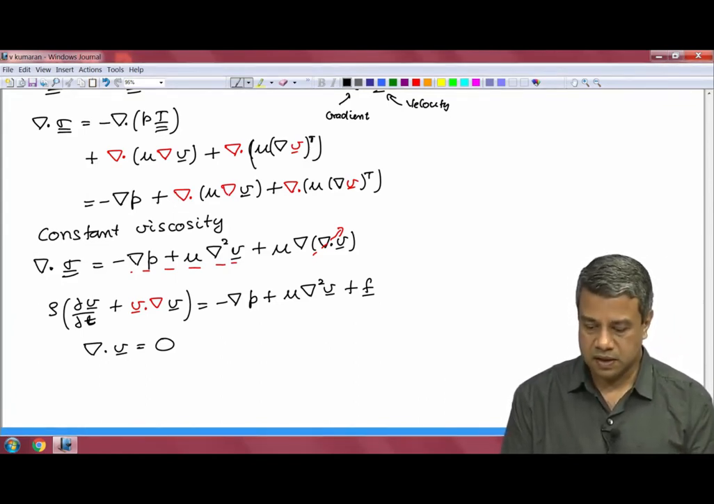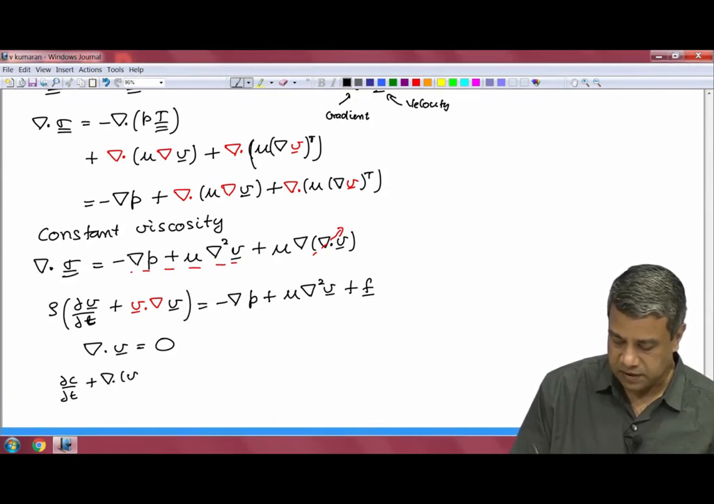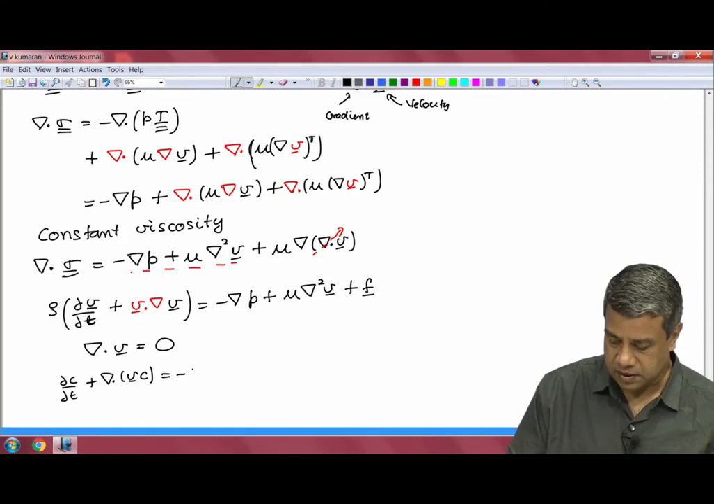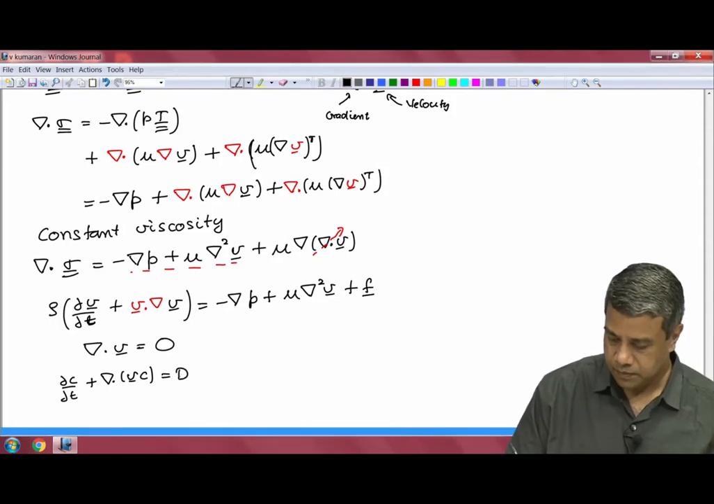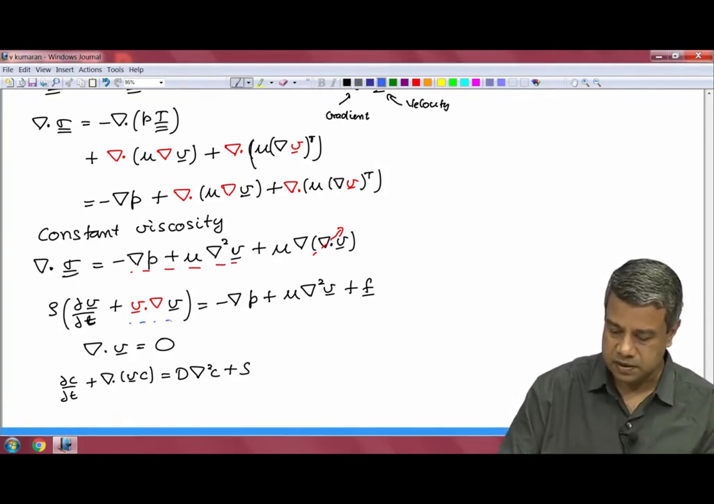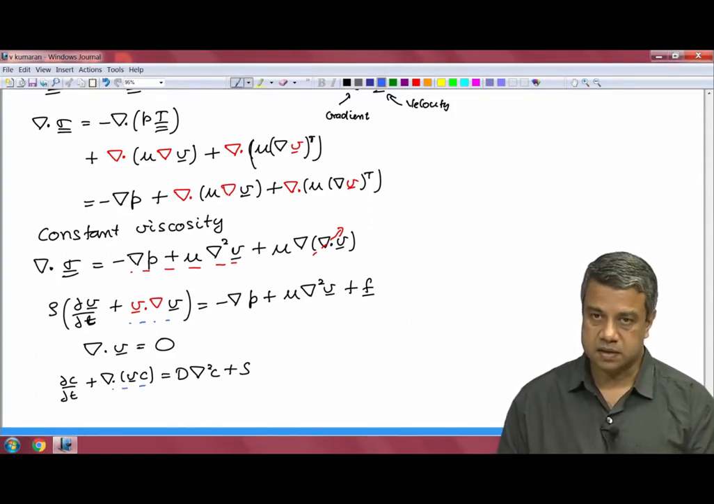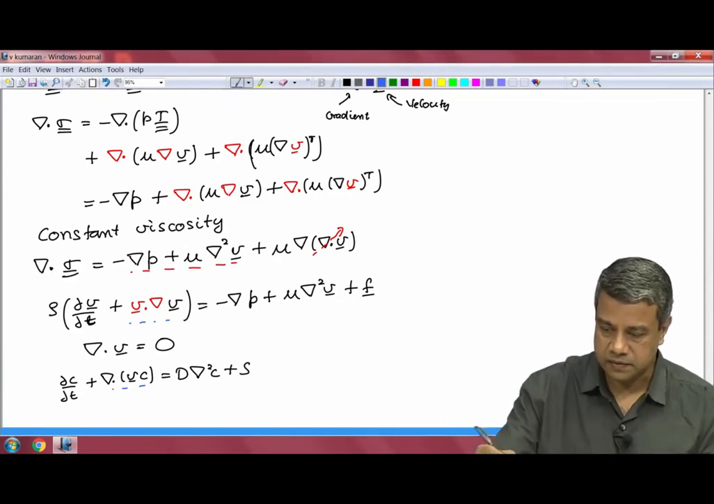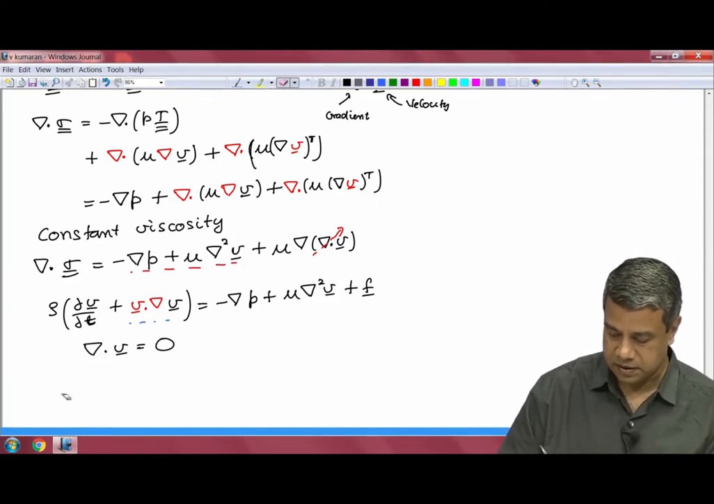And you recall that I had also written the mass conservation equation for you: partial C by partial T plus the divergence of V C is equal to D del square C plus S. So, as you can see, there is a difference between this term and this term, and also there is no equivalent of the pressure here. There is no equivalent of the pressure for mass conservation because the flux is a scalar.